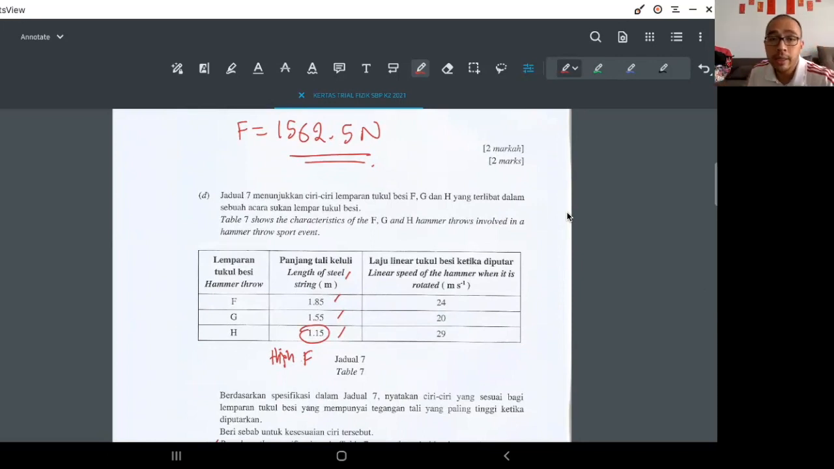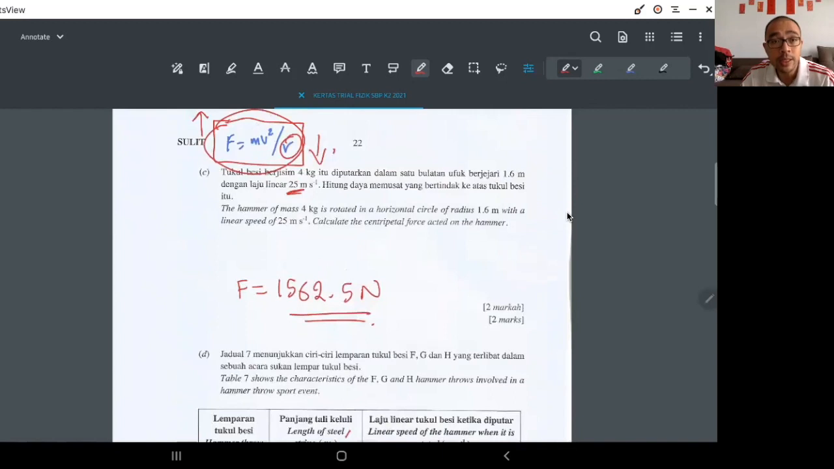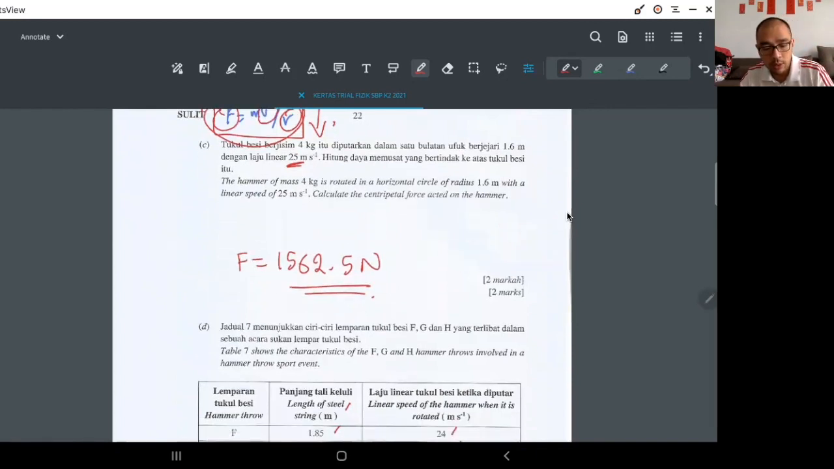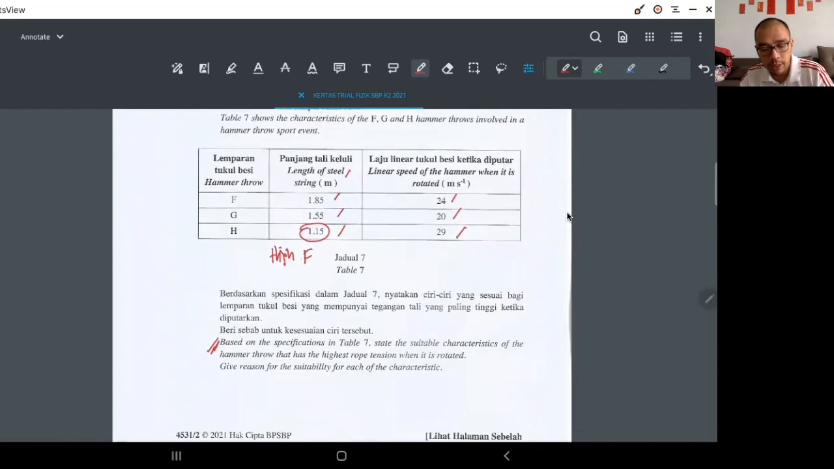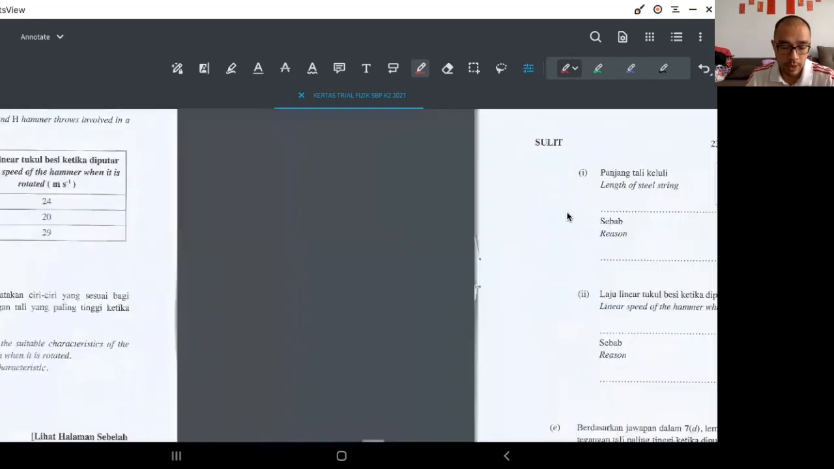Secondly, the linear speed when it is rotated: 24, 20, 29. Now, if you look at the formula, if you want a high centripetal force, you want to have a big linear speed because it's directly proportional. So big linear speed so that you can have a high centripetal force. You can use the same reason for both of these. So that's your answer lah.